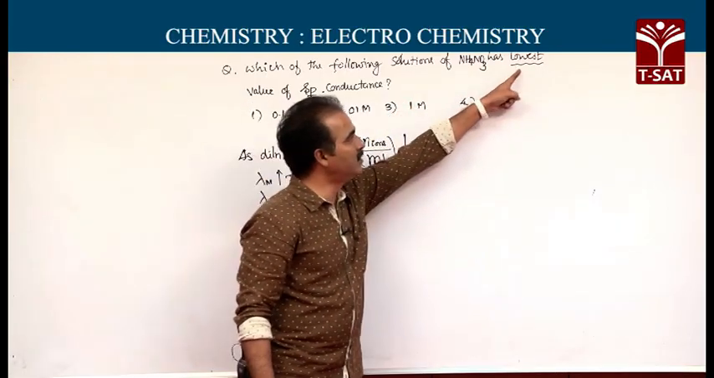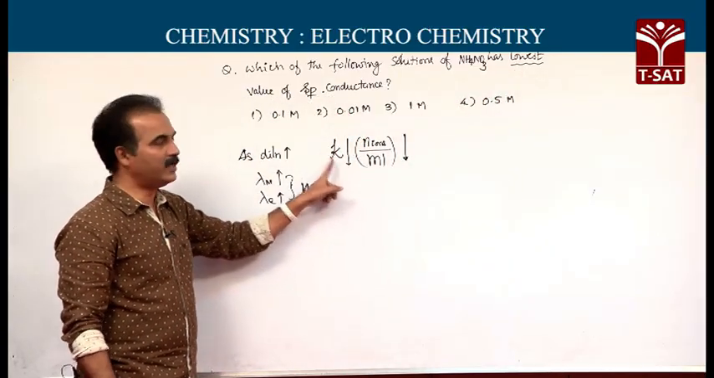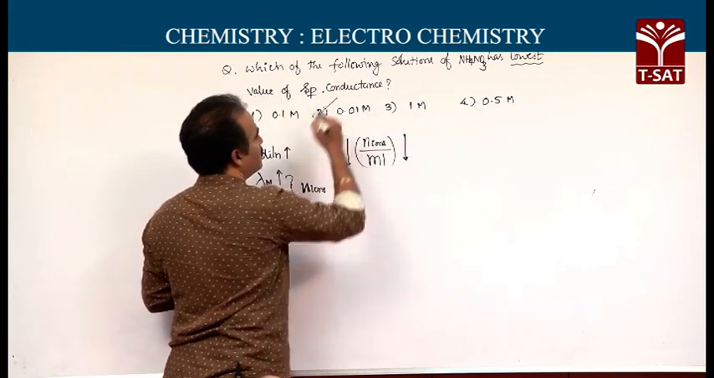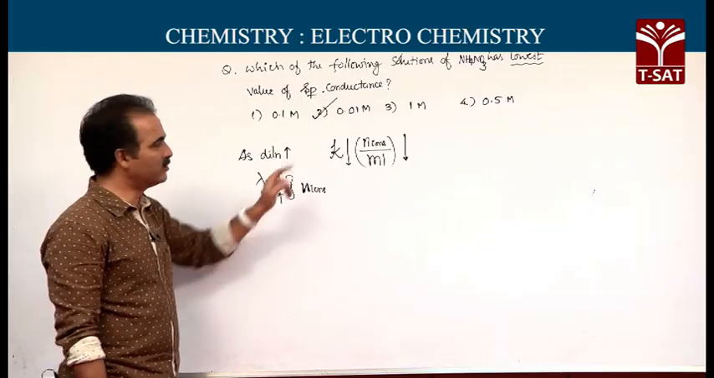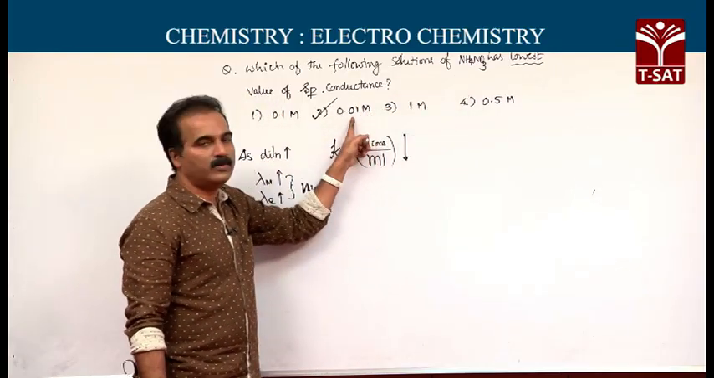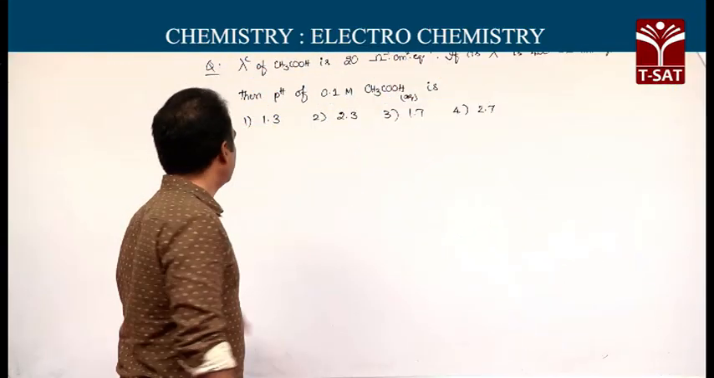So, lowest specific conductance means highest dilution we should go for. Highest dilution means least concentration. Among all these, the least concentration is with the second one. So, 0.01 molar ammonium nitrate has lowest value of specific conductance. Now, let us see one more problem.